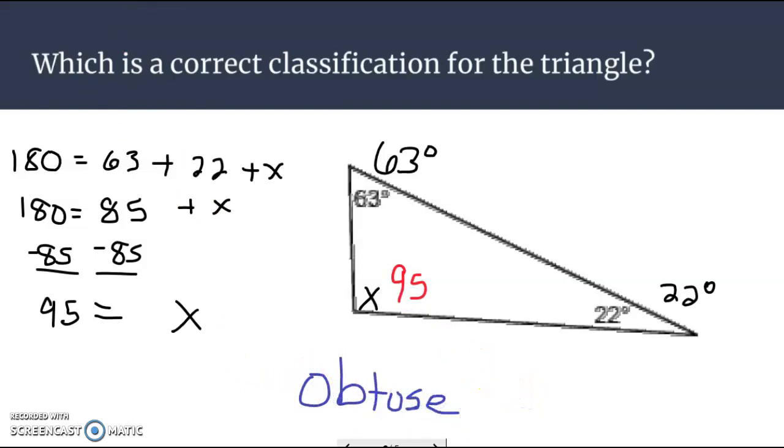Obtuse, if one of the angles is greater than 90, which this one is. It would have been a right triangle if it was equal to 90, and it would be an acute triangle if all three angles were less than 90. But this one in particular is an obtuse triangle.